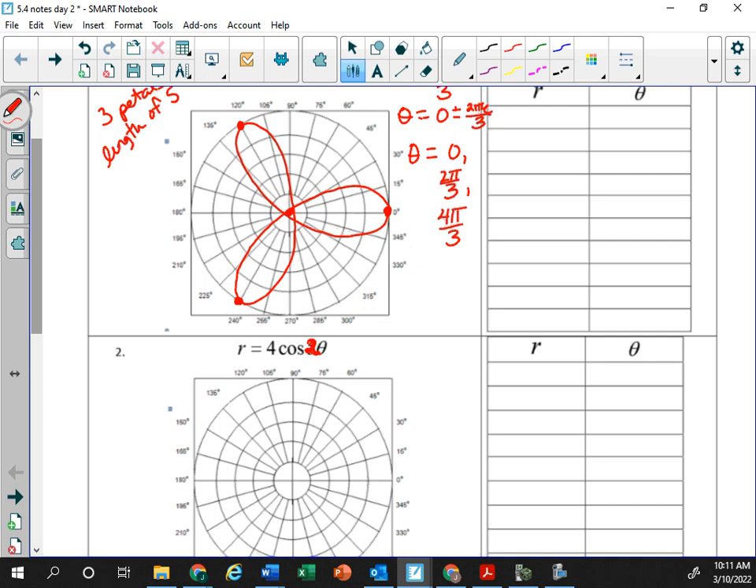How many petals is it going to have? 4, right? I changed it to 2 theta. Sorry. How long are the petals? 4. Okay, so start your process. At least find 2 of the petals for me, and then I'll walk you through the rest of it if you get stuck.